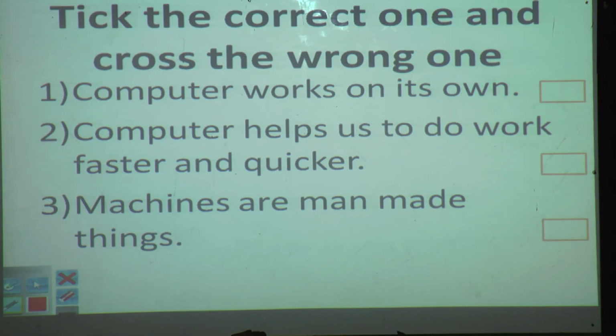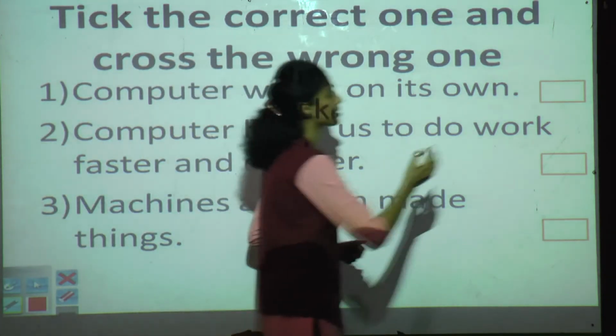Tick the correct one and cross the wrong one. Tick or cross. Tick means what? Correct. And cross means what? Wrong. What is the first one? Computer works on its own. Computer does not require any manpower for working. Is it true or false? It is false. Then we must cross.